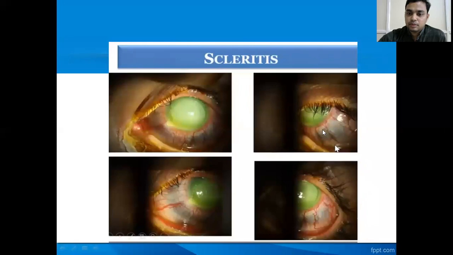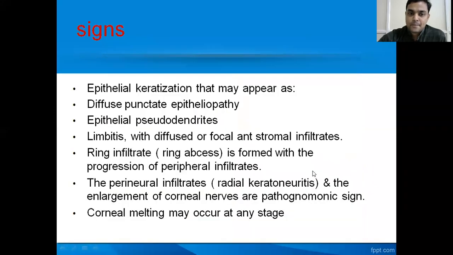This is the picture showing the thinned out sclera. So in brief, what are the signs we see in acanthamoeba keratitis? Initially, the epithelium is involved, as epithelial keratinization. They may appear as diffuse punctate lesions or epithelial pseudodendrites.